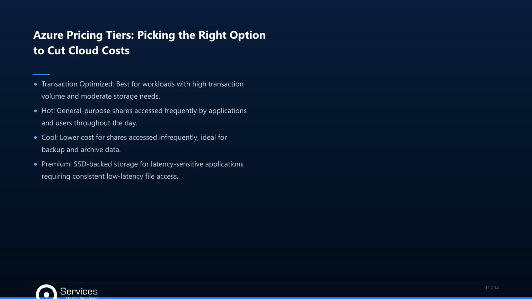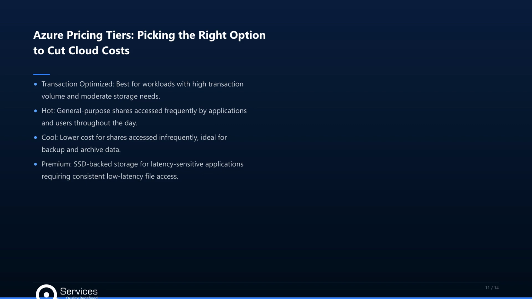Azure pricing tiers: picking the right option to cut cloud costs. Most Azure services offer multiple pricing tiers with significant cost and performance differences. Defaulting to the highest tier across the board is one of the most common and most fixable mistakes SMBs make when managing Azure cloud costs.